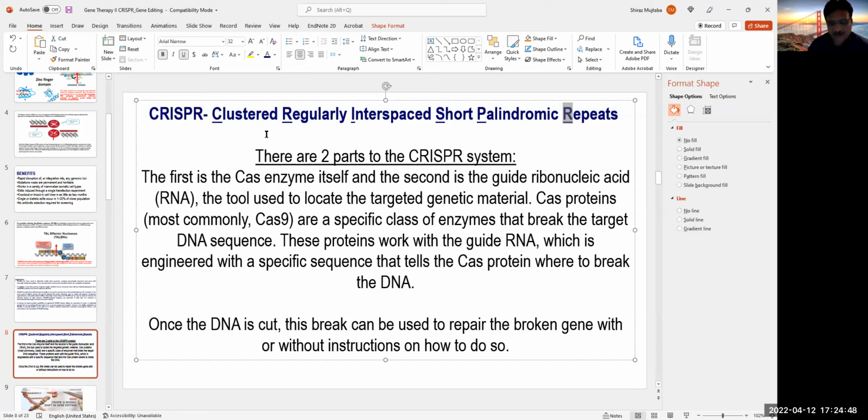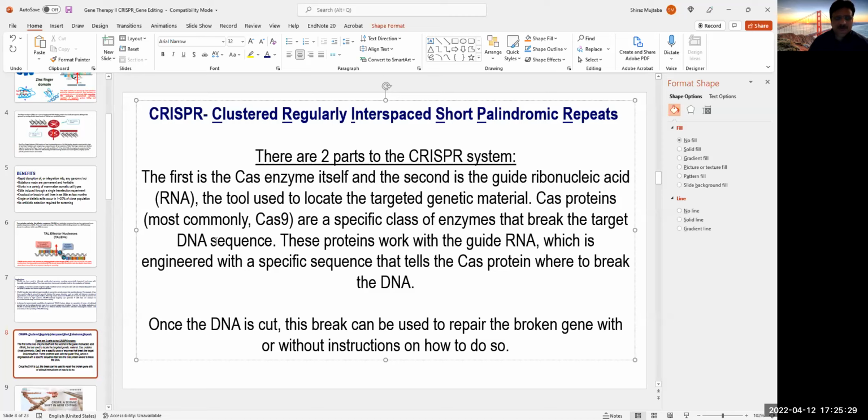Clustered, right? Clustered means they're together as a colony, and regularly means they're interspaced at regular positions. Short palindrome. But what is a palindrome? A palindrome is a sequence of DNA that is symmetrical, it can be read from both the 5' end and the 3' end. For example, GAATTC, if you're reading from 5' to 3', if you make it double stranded, that would run from 5' to 3', it would also read as GAATTC.